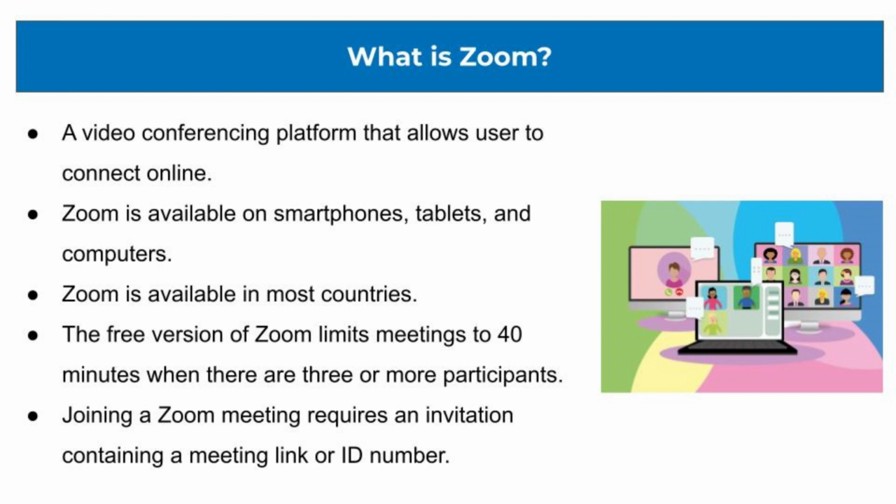Zoom is free to use, but the free version limits meetings to 40 minutes when there are 3 or more participants. If your meeting has 3 or more people, Zoom will automatically shut down the meeting at 40 minutes unless you pay for the premium version. However, it is important to know that the free version of Zoom does not limit how many meetings you can create, so if your 40-minute meeting ends, you can start a new one. Finally, to join a Zoom meeting, it requires an invitation containing a meeting link or ID number. We will discuss this more later in this video.